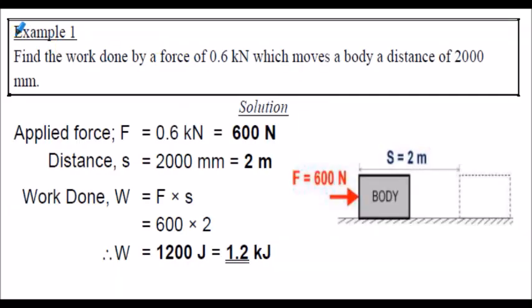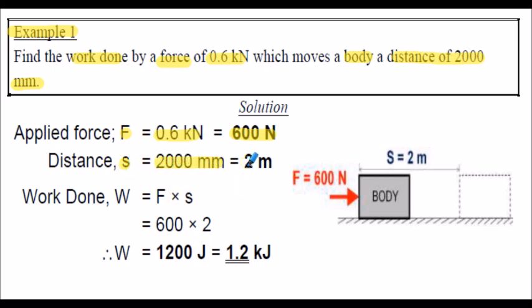Here's a brief example. Example 1. We're asked to find the work done by a force of 0.6 kilonewtons as it moves a body a distance of 2,000 millimeters. Our solution is given to us here. Now, first of all, be careful. The force given in the question is 0.6 kilonewtons, so I would always remove the prefix and write that as 600 newtons. The distance, notice symbol S, is stated as 2,000 millimeters in the question.